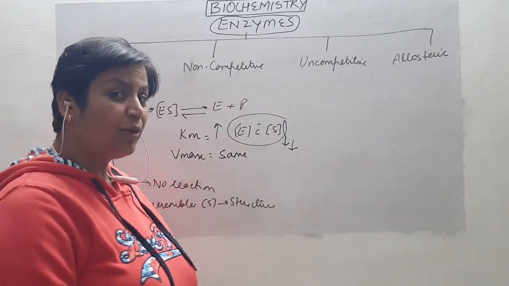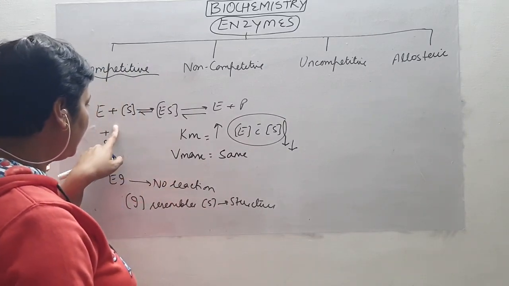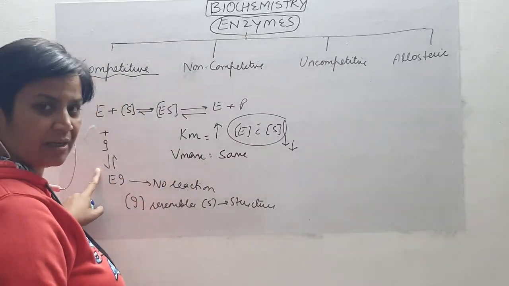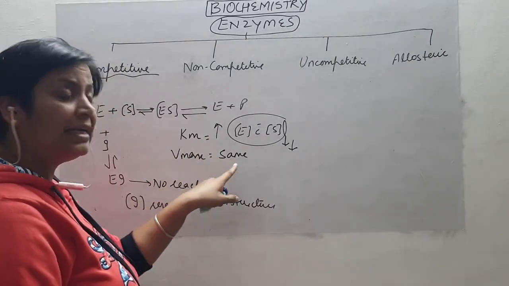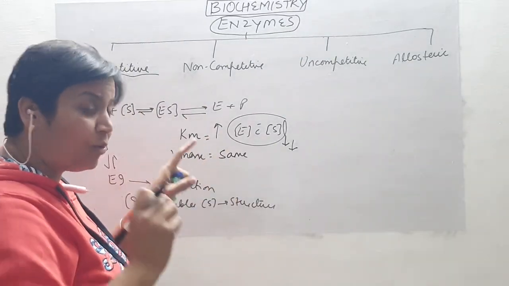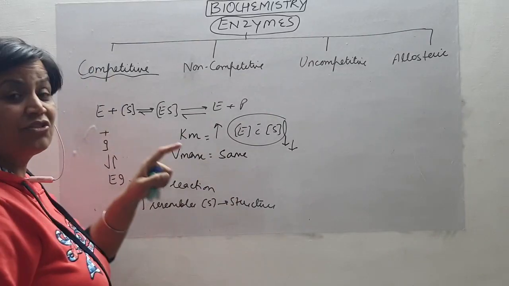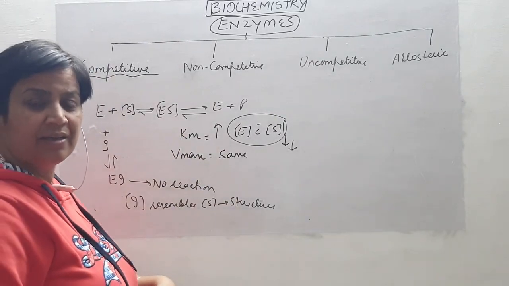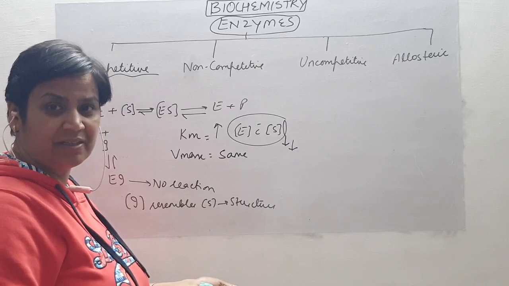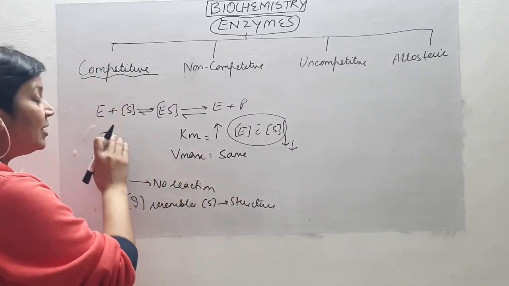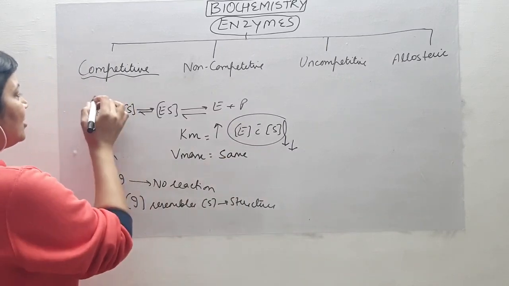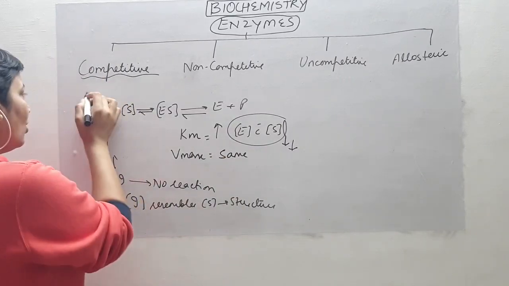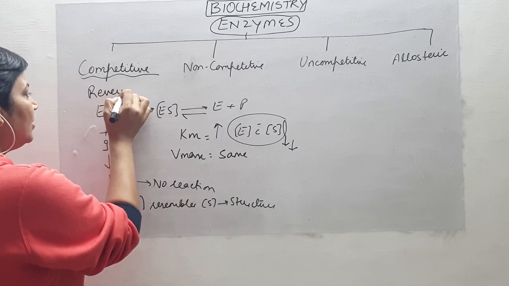Right. So in competitive inhibition, there is a competition. Km will increase, but Vmax will be the same. Now, if we increase the concentration of the substrate, the reaction will be reversed. Or you can say the inhibitor will no longer be available to combine with the enzyme. That is why this competitive inhibition is also known as reversible inhibition.